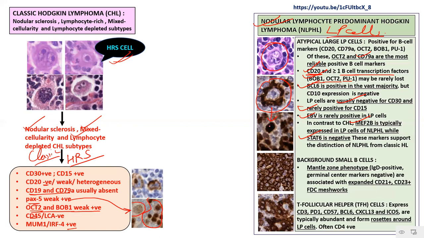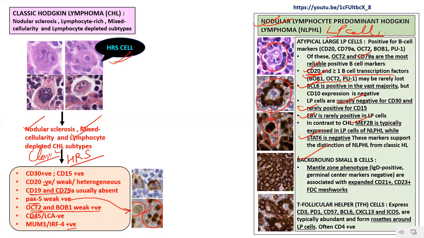Now, it could be either OCT2, BOB1, or PU1, which shows strong positivity in the LP cell and negativity in the T cells immediately around the LP cell. It's not Hodgkin, this is the LP cell. The background. So what about the background small B cells?